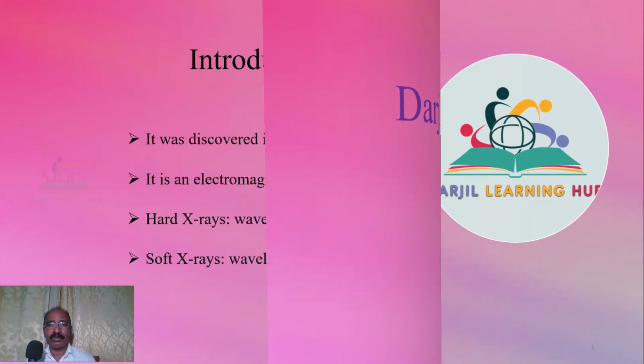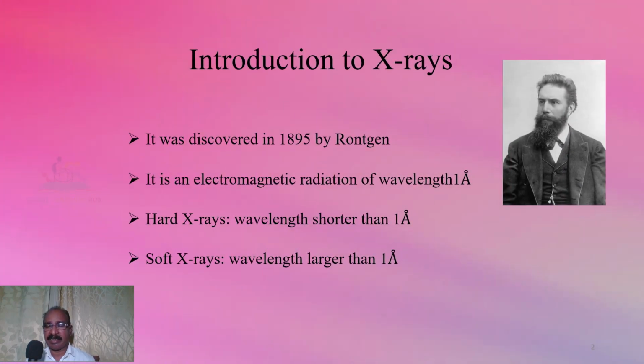Now, first and foremost, let us study the principle behind the production of the X-rays. As you all know, it was discovered in 1895 by Roentgen, and we came to know that it is an electromagnetic radiation of wavelength 1 angstrom unit.